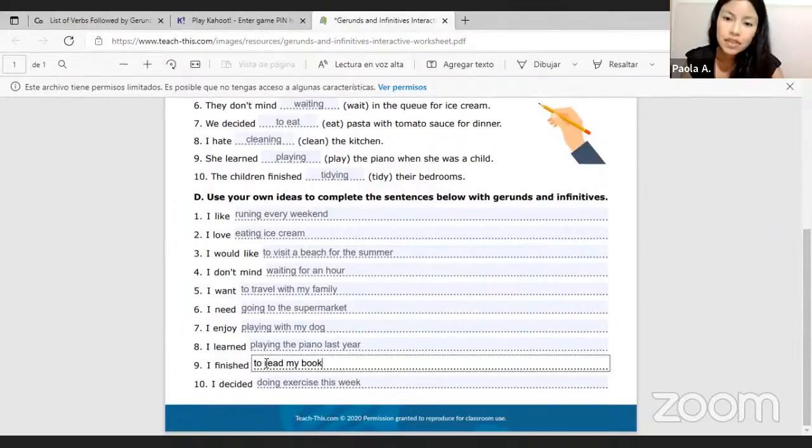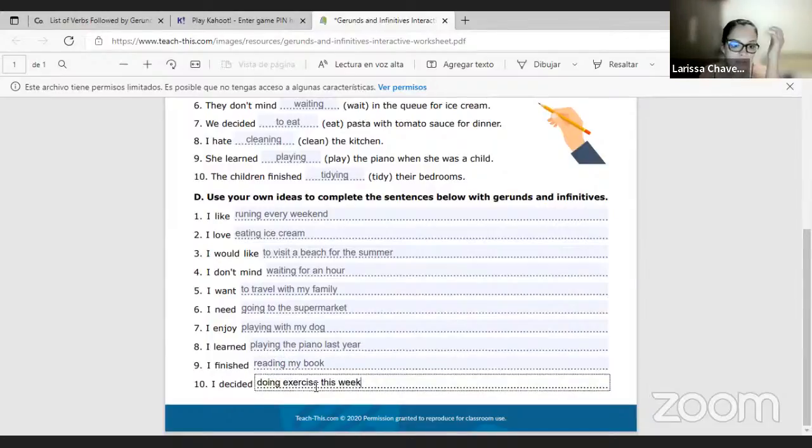Yes, to read is correct. To read? Yes, I finished. Because in this, finished. Oh, trying, yes, you're correct. Yes, it's gerund. Sorry. Reading. Read. I decide doing exercise this week.